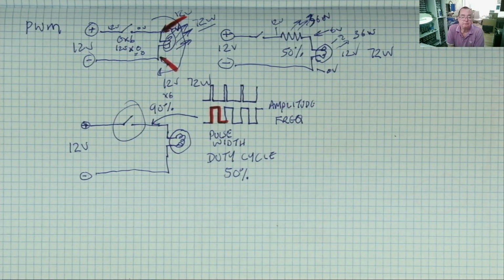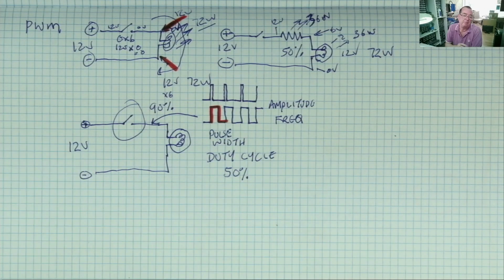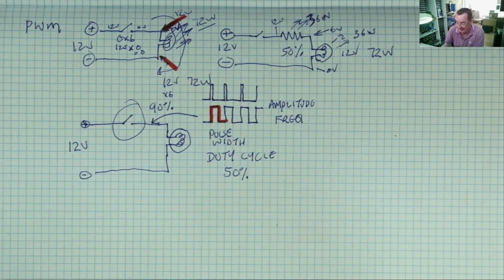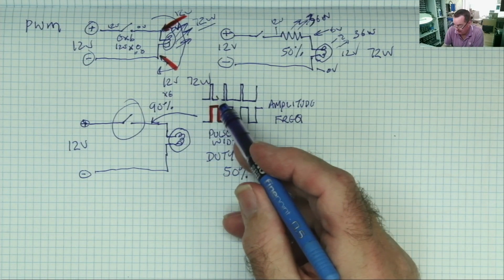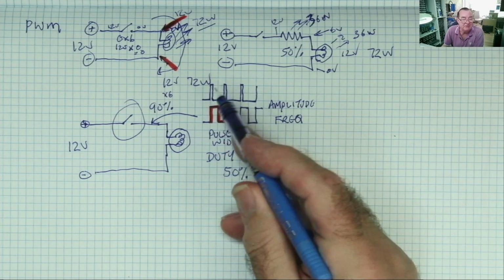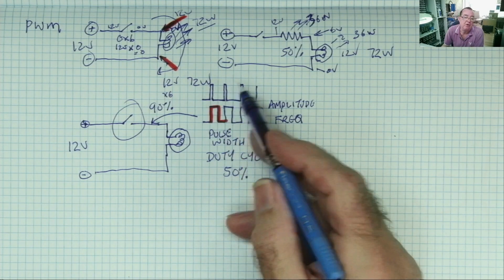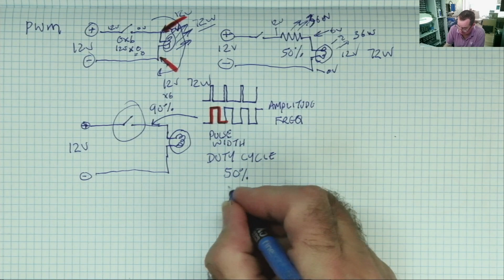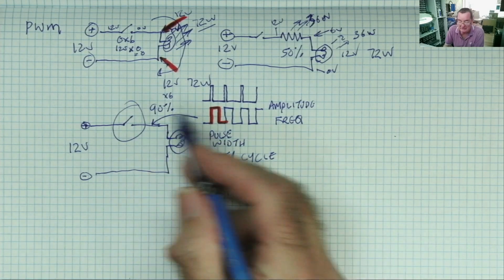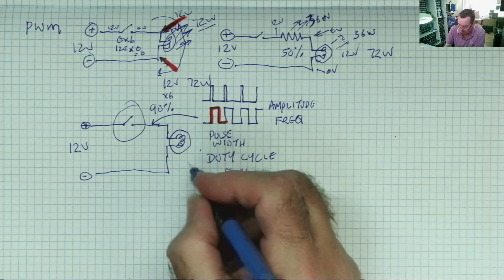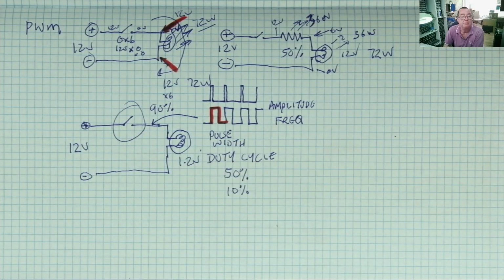Well, what will happen is the bulb will go dim, because now, in this case, say the duty cycle is 10%. The switch is only closed 10% of the time. Okay, so we get 10%. We'll effectively get 10% of the voltage across our bulb, 1.2 volts.